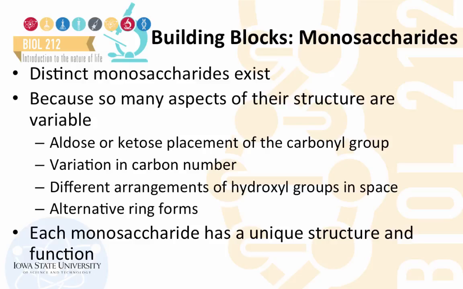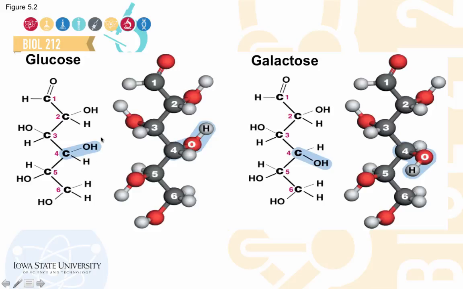One example of the different arrangements of hydroxyl groups in space would be the sugar molecules glucose and galactose. The hydroxyl group associated with carbon number 4 in the glucose molecule is above the plane of the carbon atom, whereas in galactose, which is also a hexose consisting of 6 carbon atoms, just like glucose, the hydroxyl group attached to carbon number 4 is below the plane of the carbon atom. This confers distinct chemical properties to both these sugar molecules.